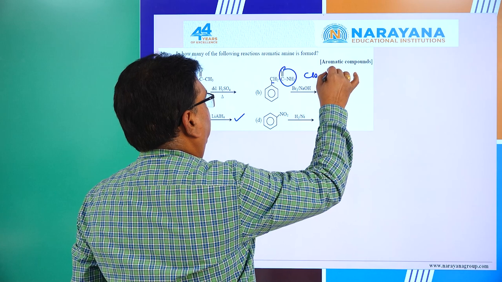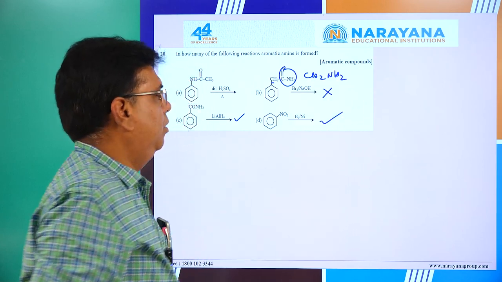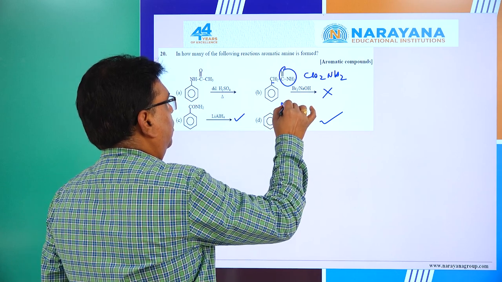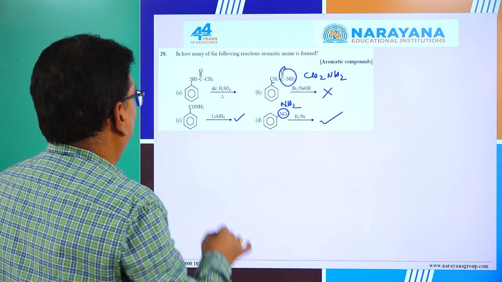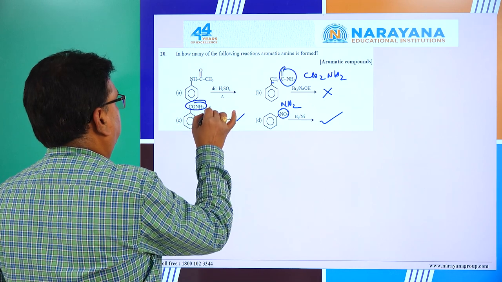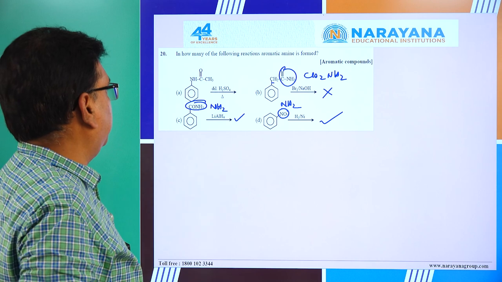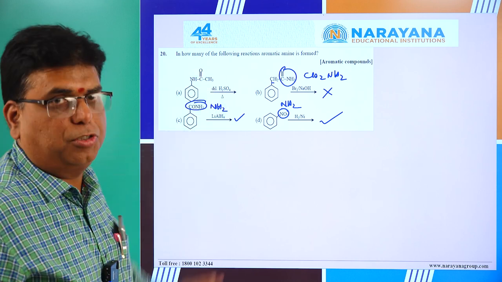CH2NH2 is what you will get here. Here nitro is directly reduced to NH2, and lithium aluminum hydride reduces CONH2 to NH2, and this is of course dilute sulfuric acid, that is not possible.